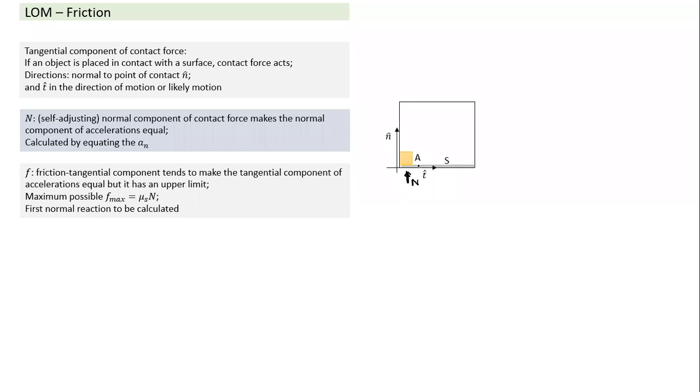So if the surface is at rest in the tangential direction, it will try to keep the object A also in a state of rest. Which component does it make equal? Friction is a tangential component, which tends to make the tangential components of accelerations equal. Which two objects? There are two objects which must be in contact. Only then do the friction force and normal force, or contact force, act.